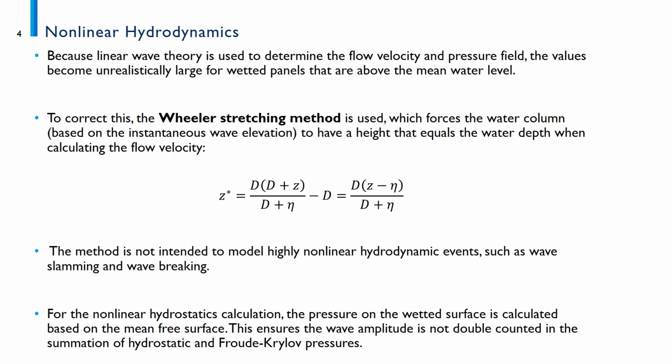As linear wave theory is used to determine the flow velocity and pressure field, the values become unrealistically large for wetted panels that are above the mean water level. To correct this, the Wheeler stretching method is used, which forces the water column, based on the instantaneous wave elevation, to have a height that equals the water depth when calculating the flow velocity. This method is not intended to model highly nonlinear hydrodynamic events such as wave slamming or wave breaking.